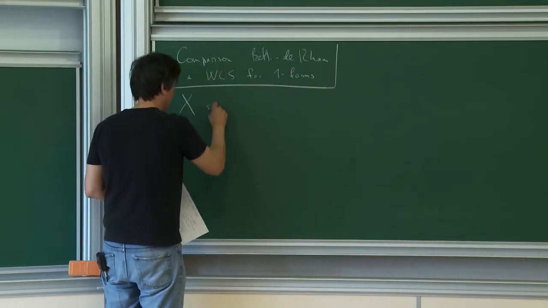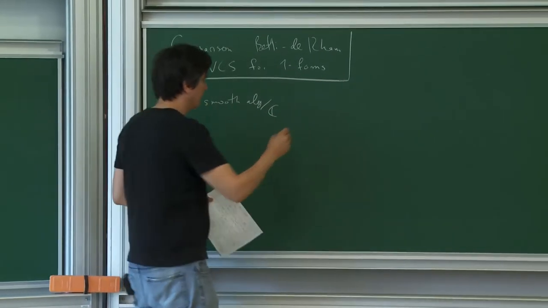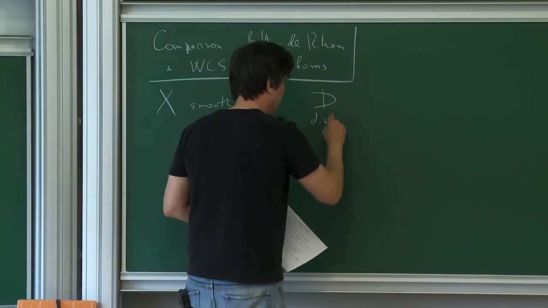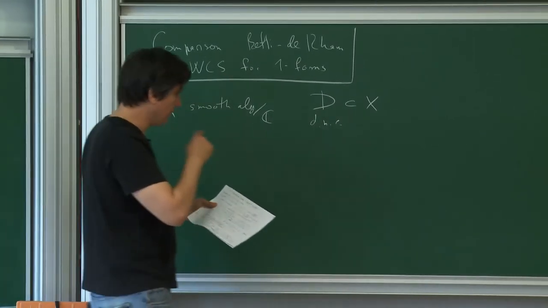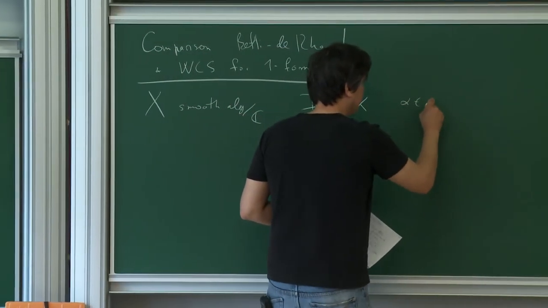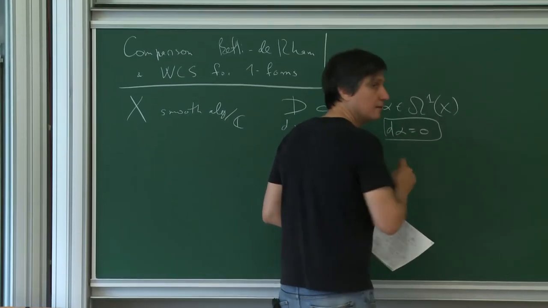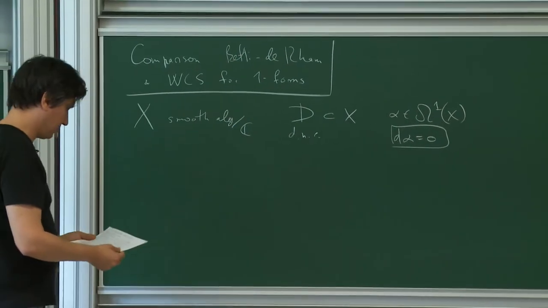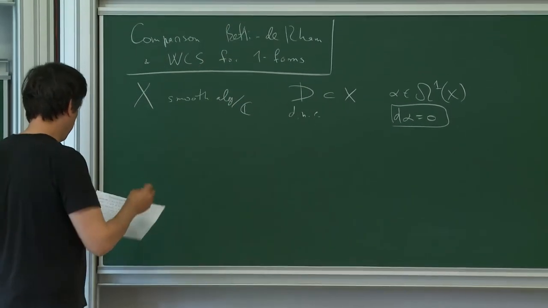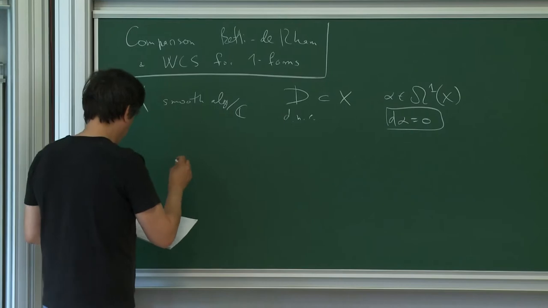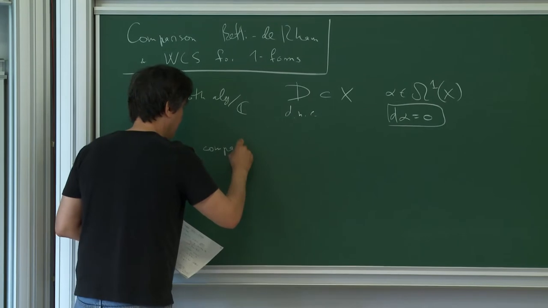So what is the setup? I have, as usual, a smooth algebraic variety X over complex numbers. I have a divisor D with normal crossing in X. So more like I consider chains with boundary on D. And then I consider a closed algebraic one-form alpha on X. And I want to associate some kind of beta in the de Rham cohomology.